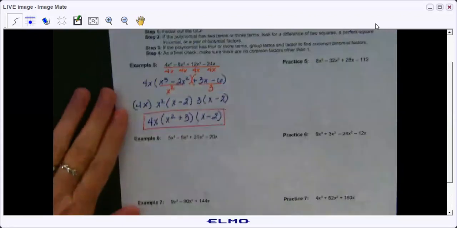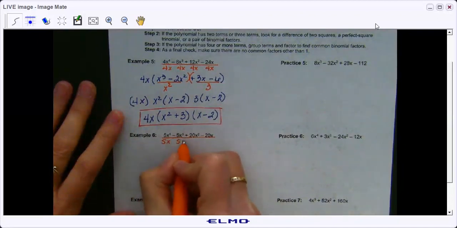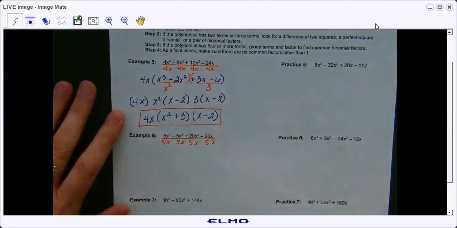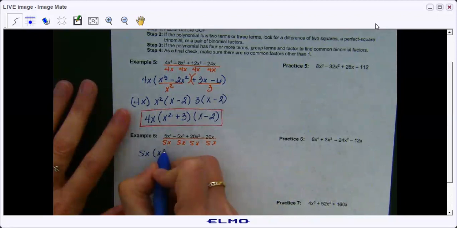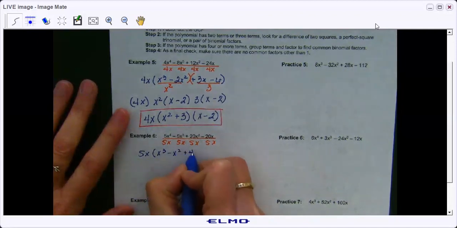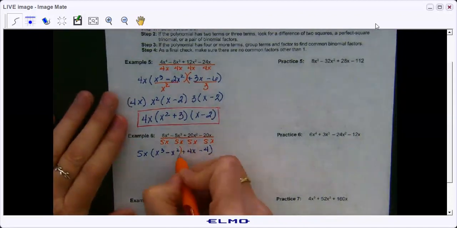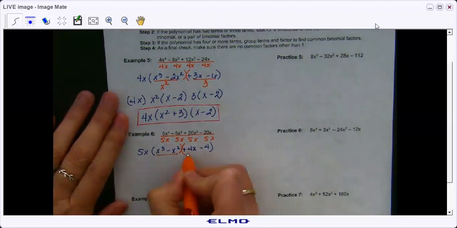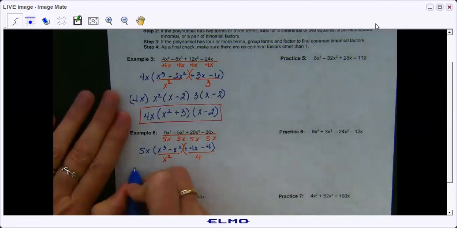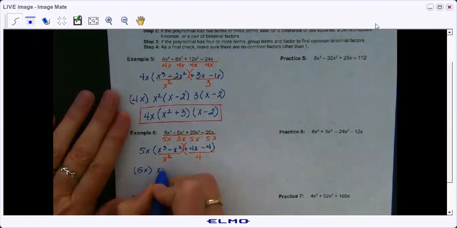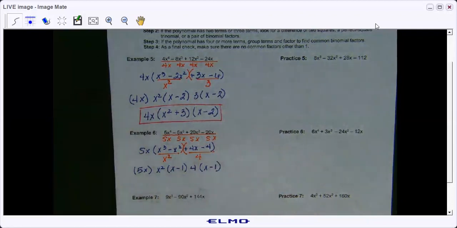Okay. So let's do this one. What's the GCF on this one? 5x, yes. So we're going to take a 5x. And go ahead and divide all of these. Once you do that, set up your groups. And determine your GCF. Factor that GCF out. And then you can write your final answer.